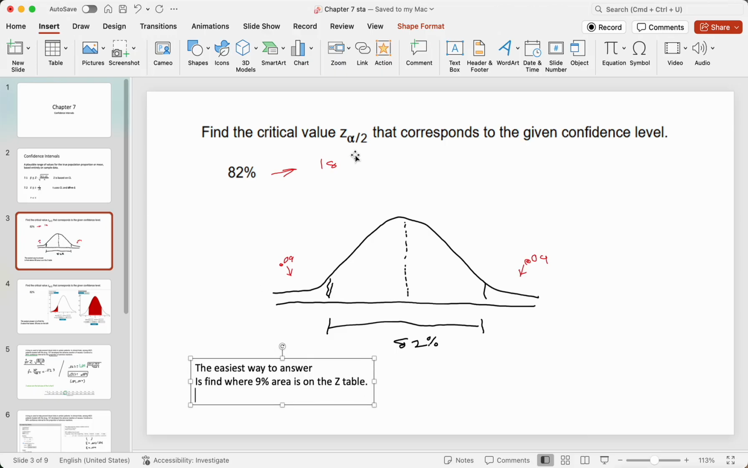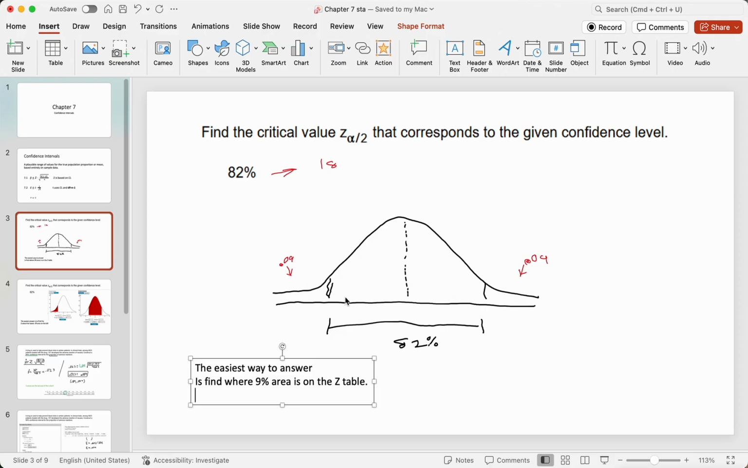Now that's why we're looking for the critical value of z alpha divided by 2. It's literally saying find the critical value where the z value has 9% area to the left, right? There's alpha, 18, divided by 2 is 0.9. So find the value where there's only 9% to the left or only 9% to the right, which would actually be, if you think about it, 91% total area.